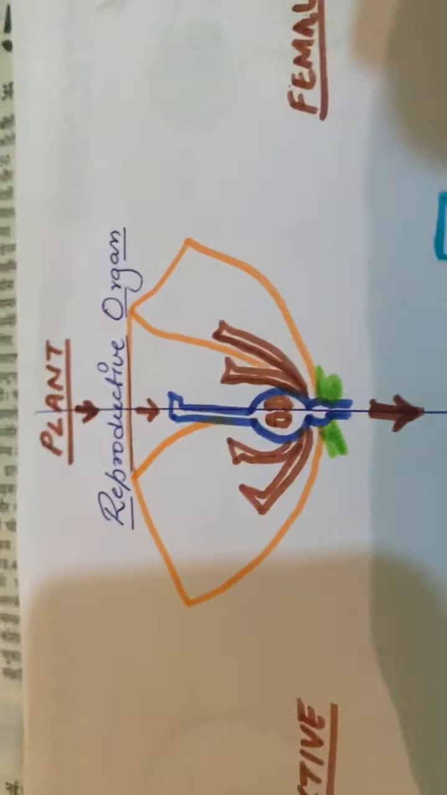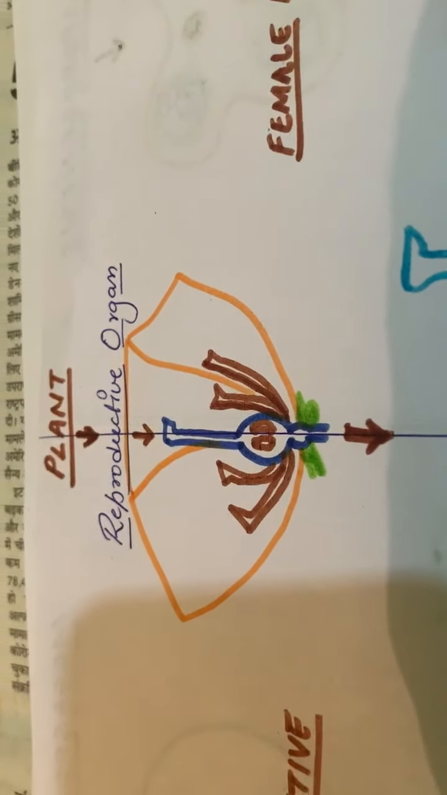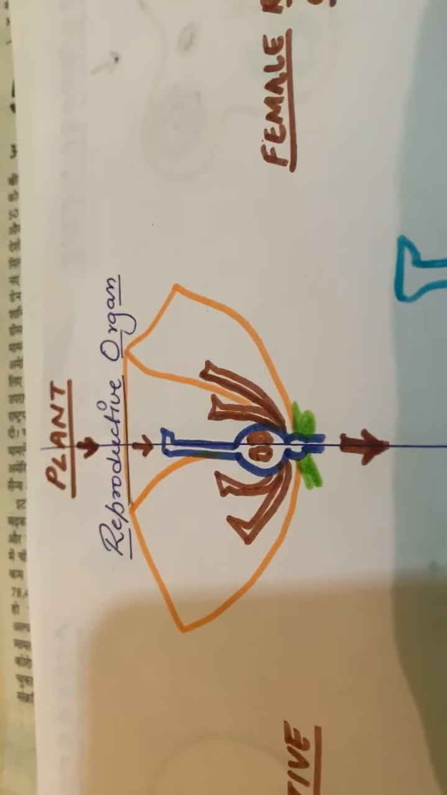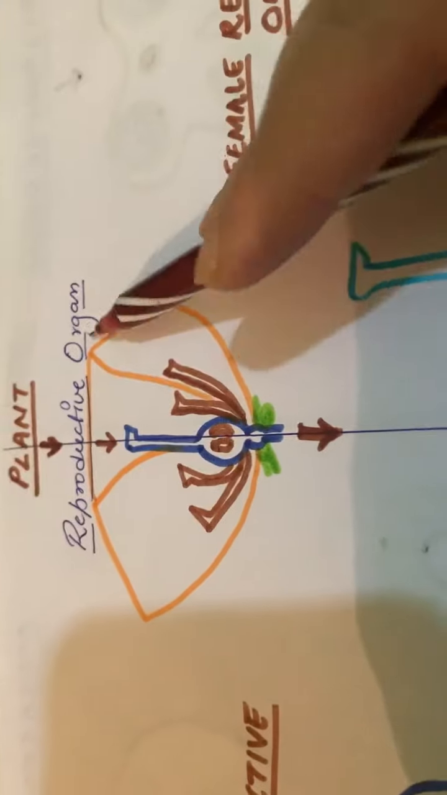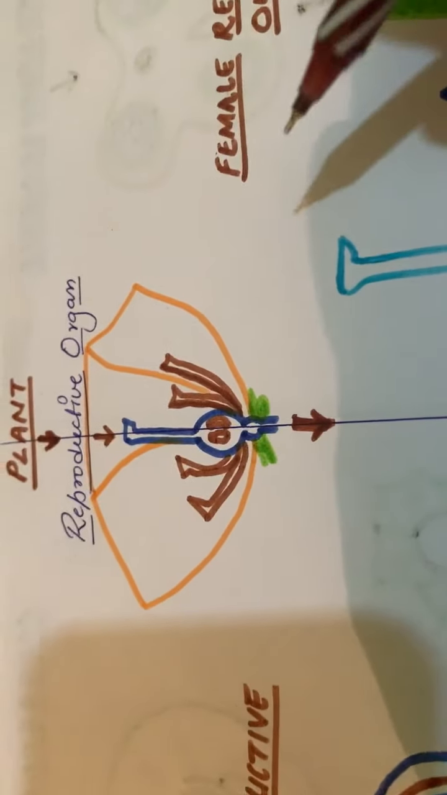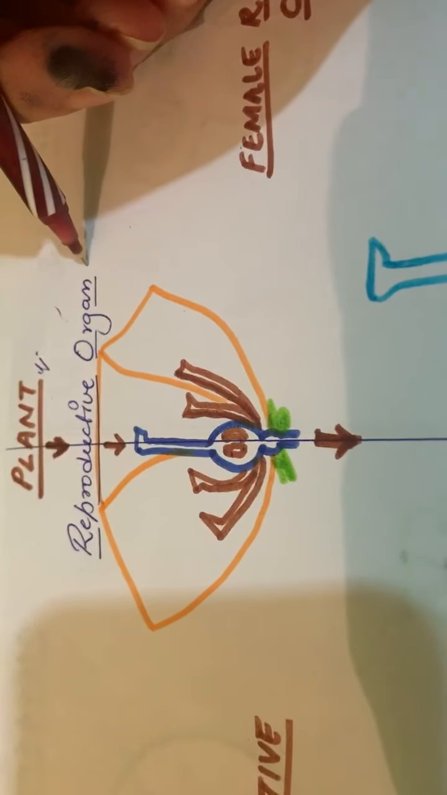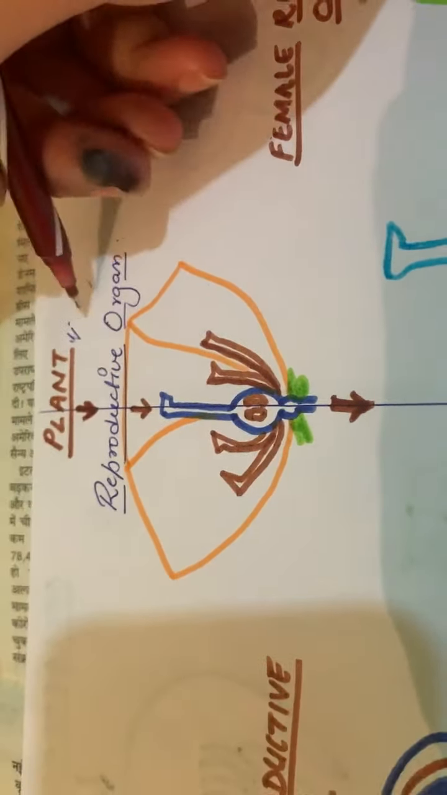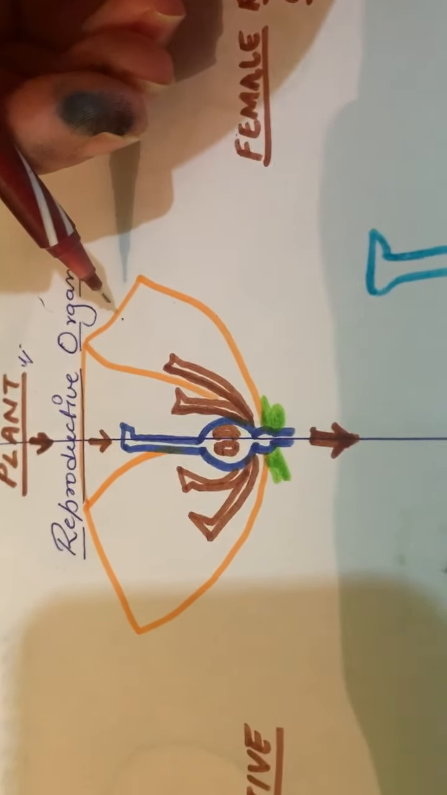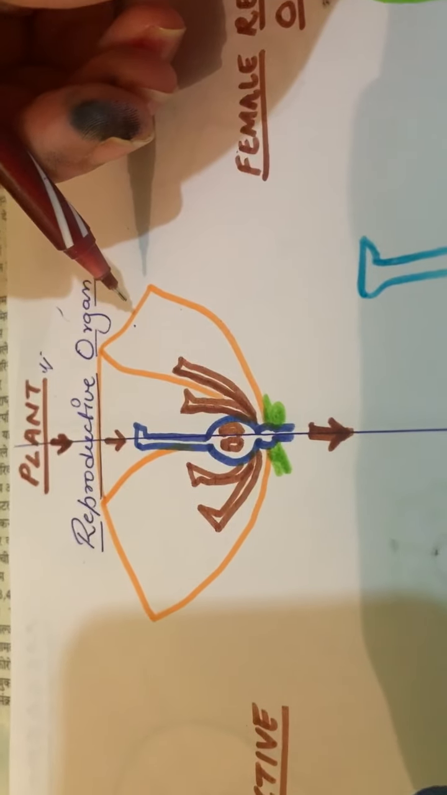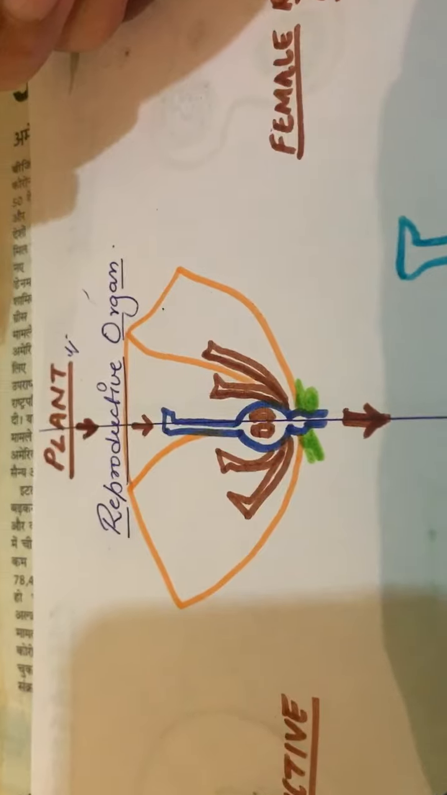And what is the characteristic feature of a flower, or what is the need of a flower in a plant? If I ask what is the reproductive organ of a plant, what is it? That is a flower. In a plant, the sexual reproductive organ is the flower. If it is the reproductive organ of a plant, then it should comprise the reproductive organs.